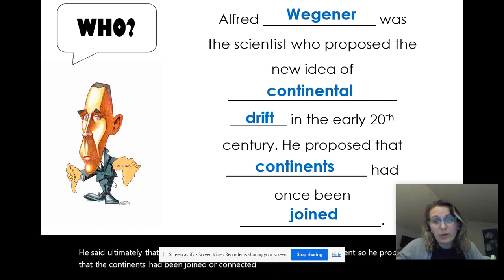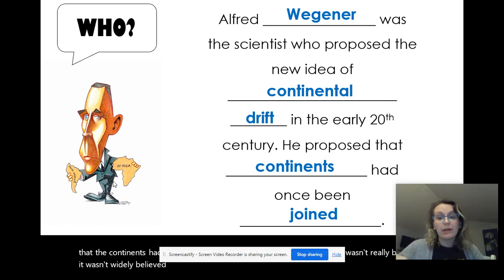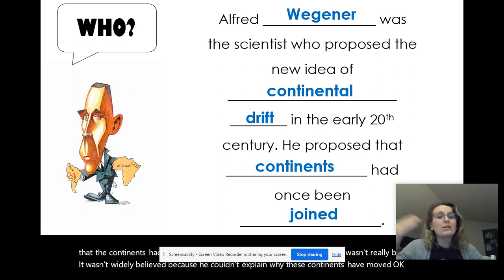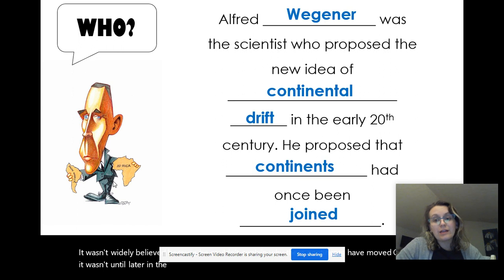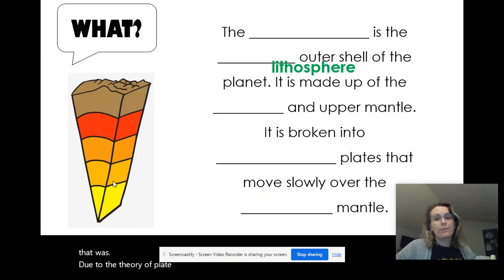Now, ultimately, Wegener wasn't really believed. It wasn't widely believed because he couldn't explain why these continents have moved. Okay, and it wasn't until later in the 20th century that his theory was really believed, and that was due to the theory of plate tectonics.